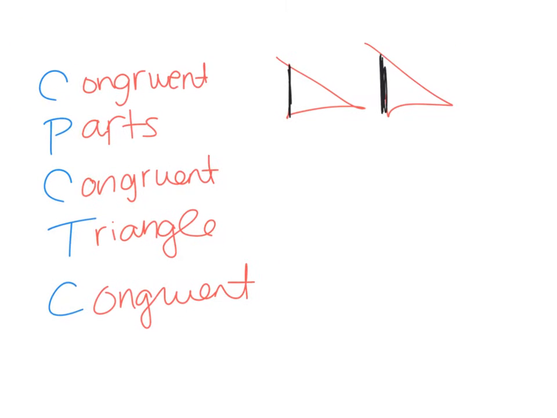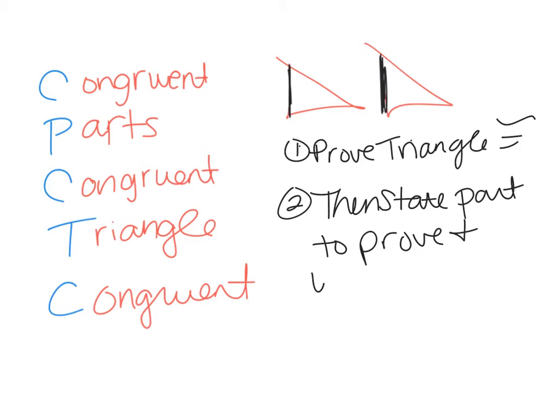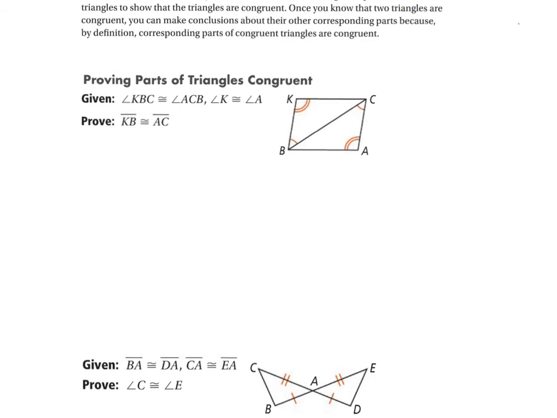So when you're doing this, first prove the triangles are congruent. And then state the part they want you to prove, and use the reason congruent parts of congruent triangles are congruent. Okay, so that is just one extra step from what we've been doing. Okay, so we have our first one. Let's set it up.